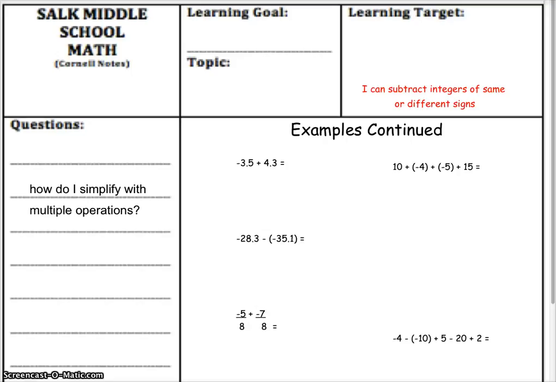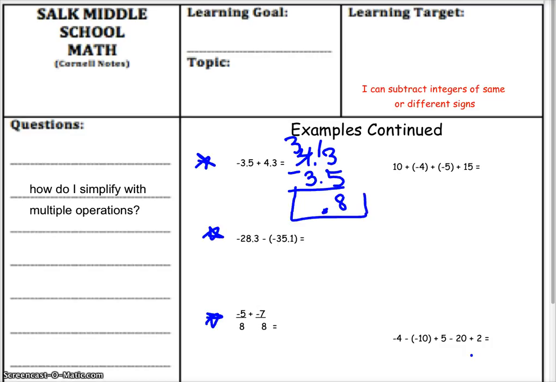All right, I'm just going to star some for you to do independently right now. I want you to do these first three in the left-hand column. All right, this first one, I see that I have negative 3.5 plus 4.3. I don't have to turn to plus and negative, but they are different signs, so I take their difference. Bring down the decimal, and I have more positive, so it's going to stay positive. Okay?